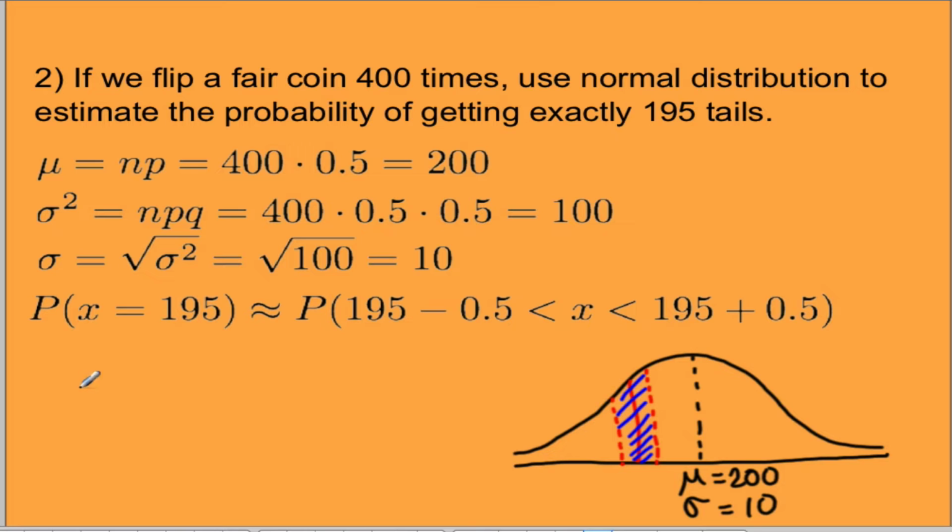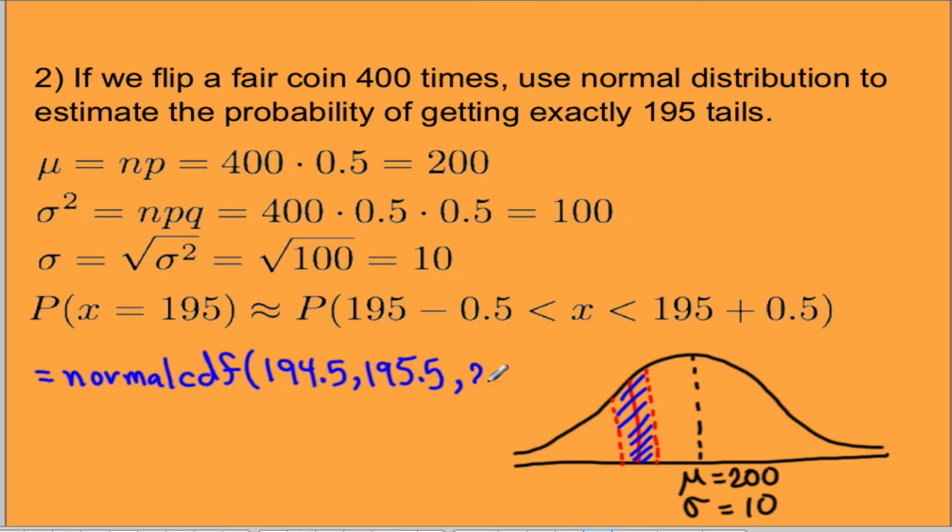For this, we're going to use the normal CDF. Our lower value will be 194.5. Our upper value will be 195.5 with the mean of 200 and a standard deviation of 10. I'll leave this up to you to compare this result with the previous example.